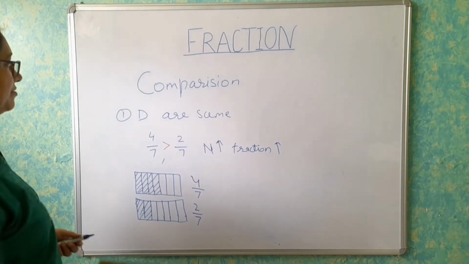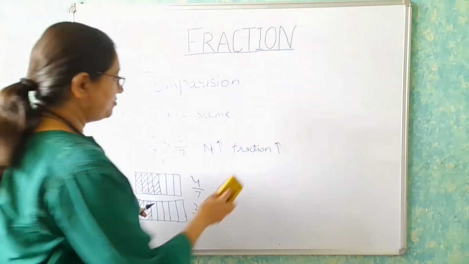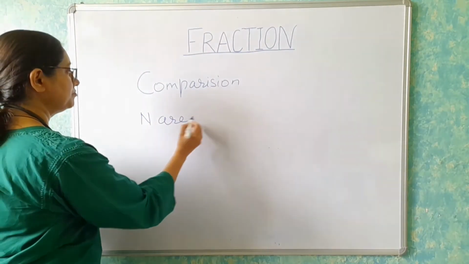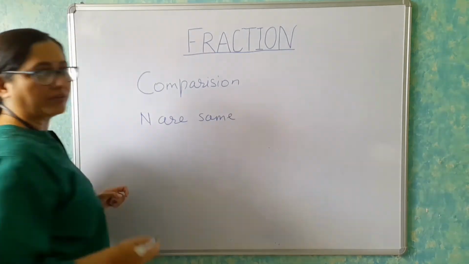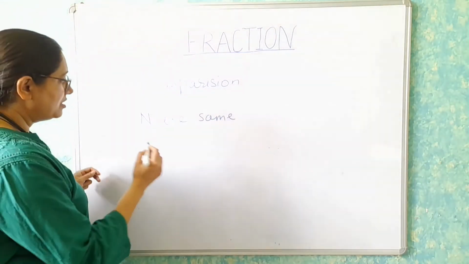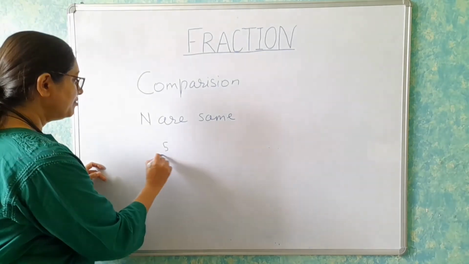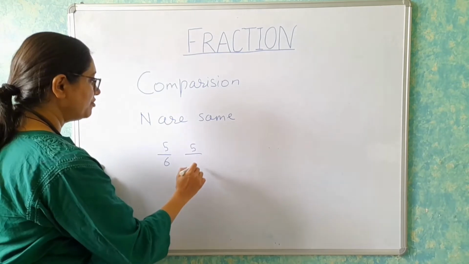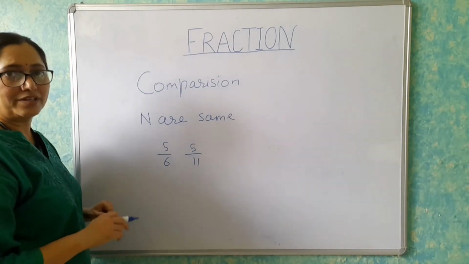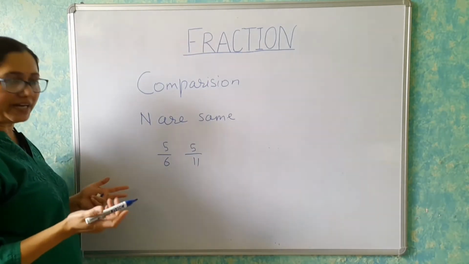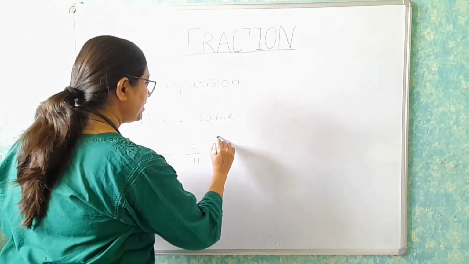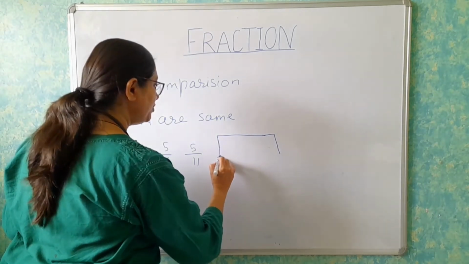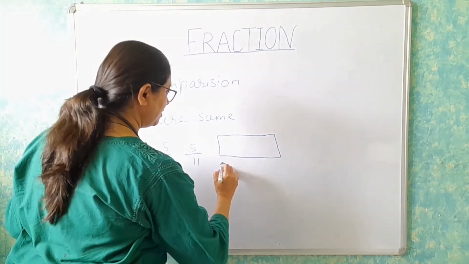The next, when numerators are same, I will explain you with an example. Suppose I am saying 5 upon 6 and the next fraction is 5 upon 11. Again take 2 squares or rectangles. Suppose I am having 2 rectangles of same size. We don't have to change the size of the rectangle.